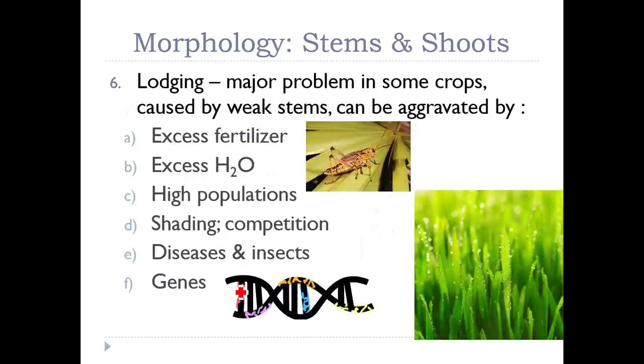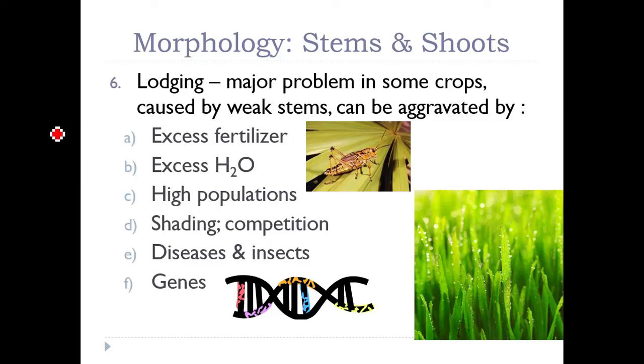Now let's get back to this issue of lodging. Lodging I mentioned previously just a minute ago. It's a major problem in some plants. And what happens with lodging is that plants fall over, and when the plant falls over, this is not good. A plant falls over, you get all of whatever you're producing, which is generally going to be the grains or whatever. All that's going to be lost.